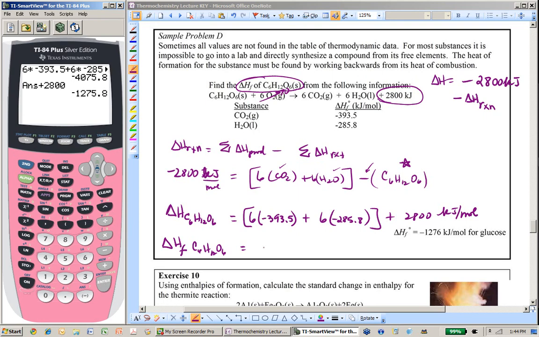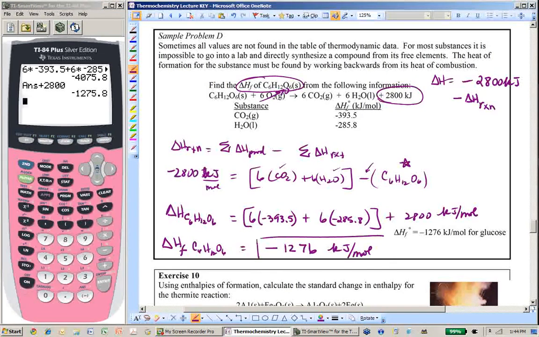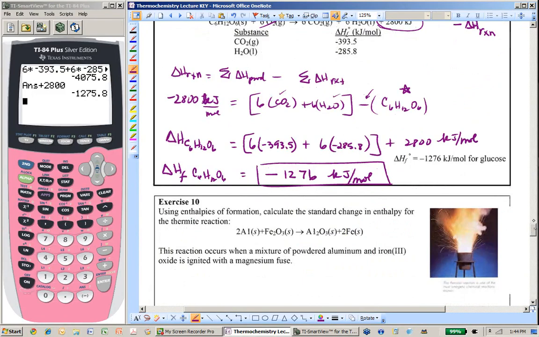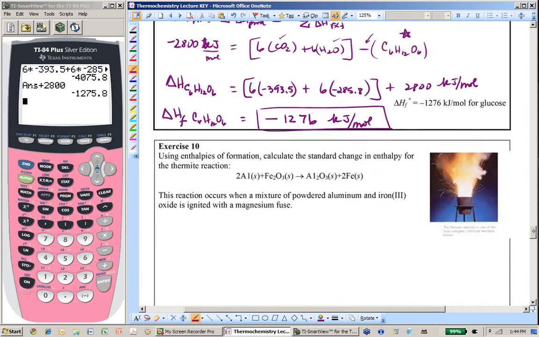And I come out with negative 1276. I'm going to keep in line with 4 digits, yes. Kilojoules per mole for glucose. So, can you do addition, subtraction, distributive property, etc., and solve for one of the critters in the Big Mama equation?